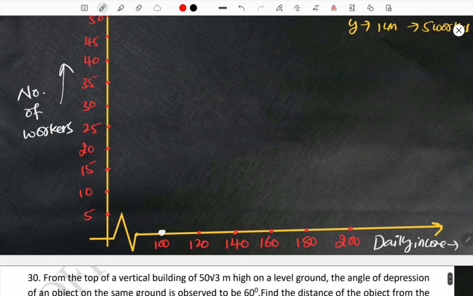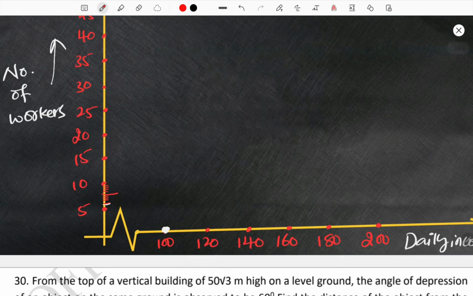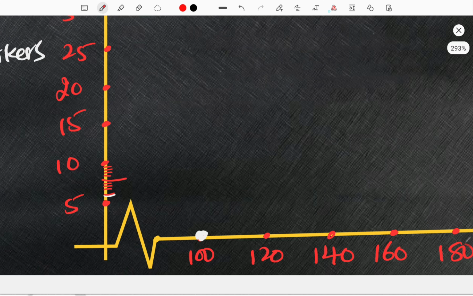Are you understanding my point? Look at this, one division. Let me do it with red color so that you understand. 1, 2, 3, 4, 5. Then 6, 7, 8, 9, 10. 10 divisions are there. Now please pay attention here. This is very important. After 5, what comes here? 5.5. Then what comes? 6. Then 6.5. Then 7. Then 7.5. Then 8, 8.5, 9, 9.5 and 10.